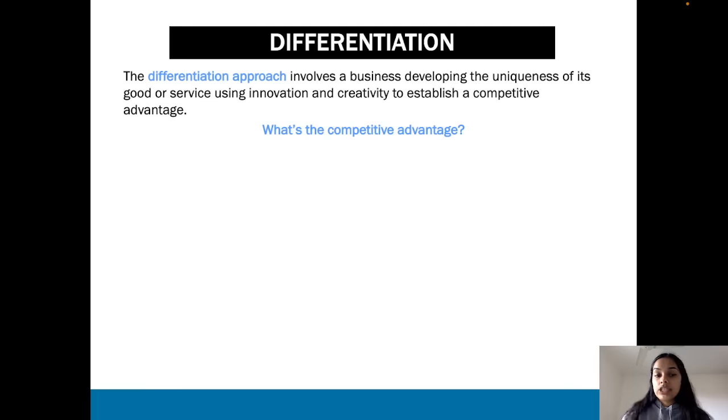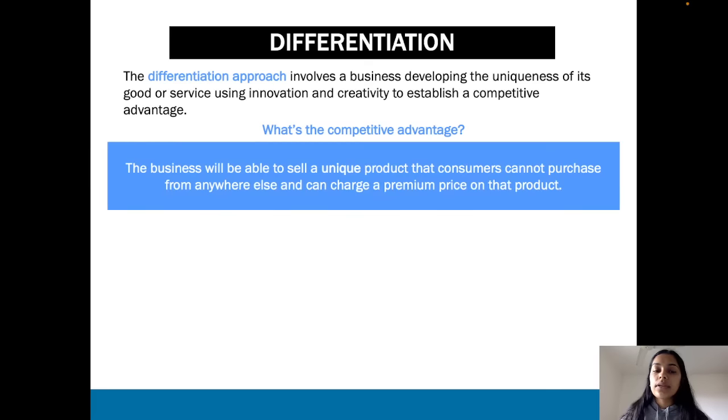And then we have the differentiation approach. This is where a business is developing the uniqueness of its goods or service, using innovation and creativity to establish a competitive advantage. Since they're using innovation and being creative in the way they sell their goods or service, they're selling a unique product that consumers can't buy from anywhere else, so they can charge a premium price on that product. They can take advantage of the fact that people can only buy it from them, and so they're more likely to charge a high price.